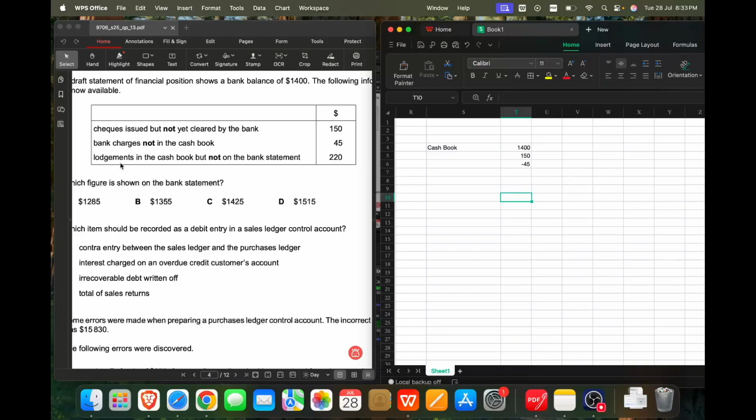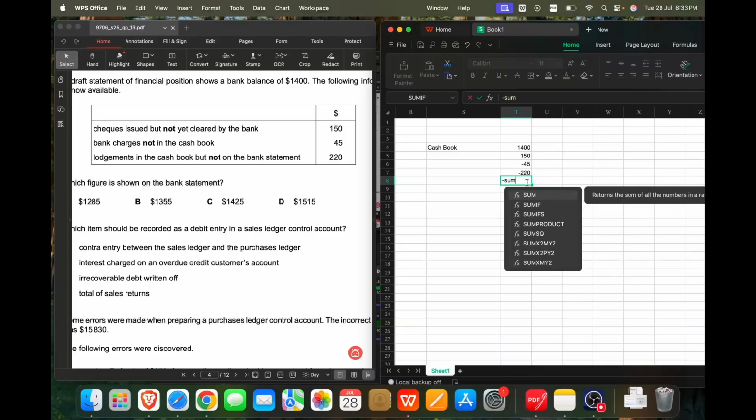And then the lodgement in the cash book but not in the bank statement. In simple words, lodgement basically means deposited money. So we are depositing money in the bank, and that is recorded in the cash book but is not recorded in the bank statement. So the bank does not know that we deposited 220 there. Okay, so as per the bank, that amount does not exist for them, so that needs to be subtracted.